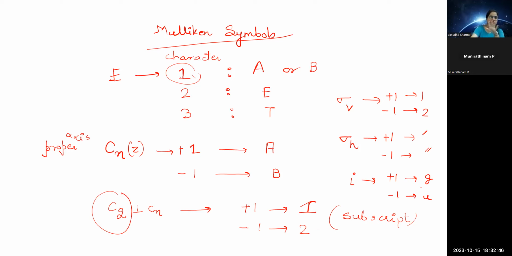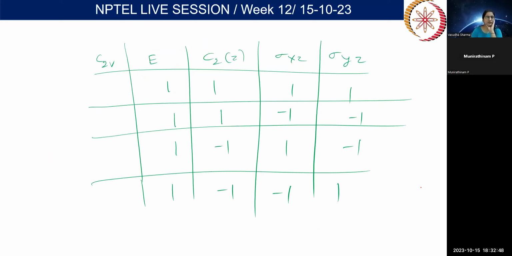Now we will find out the Mulliken symbols for this one. Firstly check underneath identity, the value is 1. So we said if identity dimension is 1, then the symbol can be A or B. Clear? Okay, clear, ma'am. Right now we don't know whether it is A or B. For sure it is not E and not T because the dimension is 1. For 1 it is A or B.